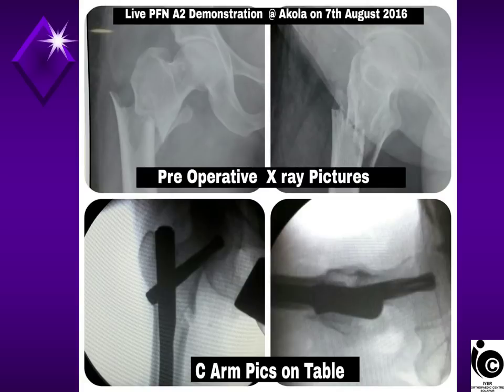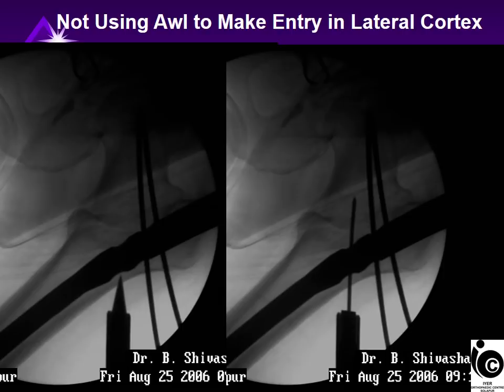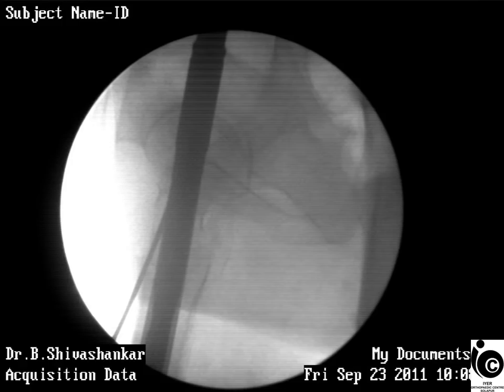Another case, a PFN A2 has been done during a demonstration surgery at Akola. Not using an awl to make an entry in the lateral cortex sometimes causes the guide wire to go haywire. So always use the awl to make an entry, then only the guide wire. Many a time the nail or the jig obstructs the position of the guide wire in the lateral view.